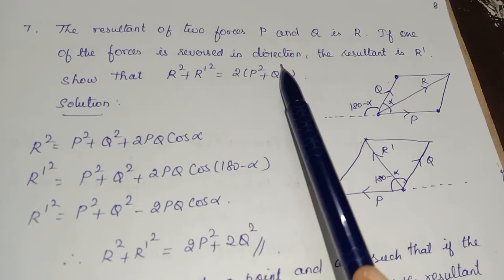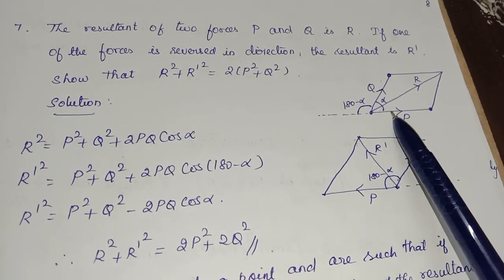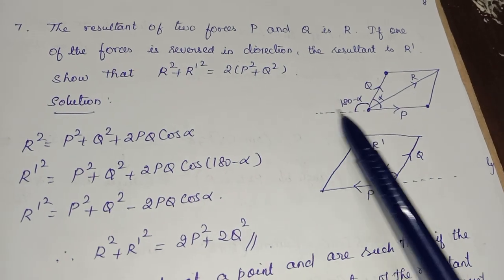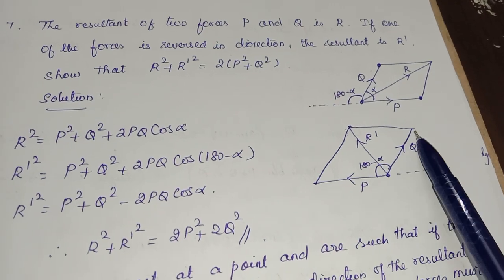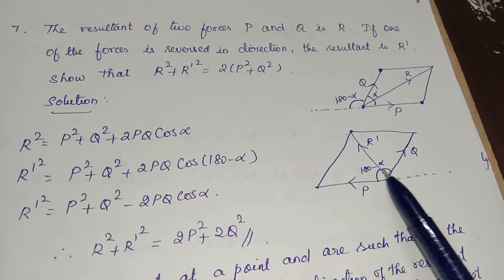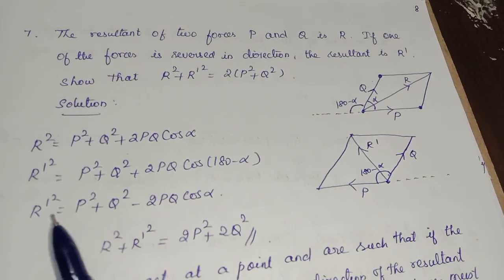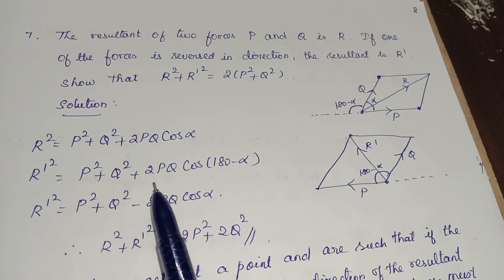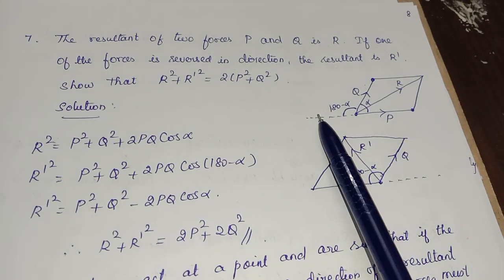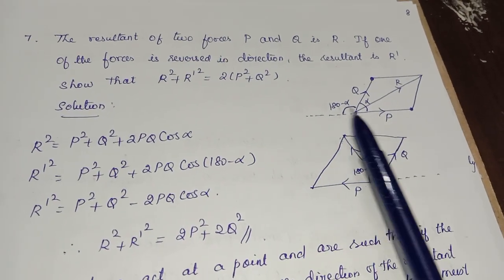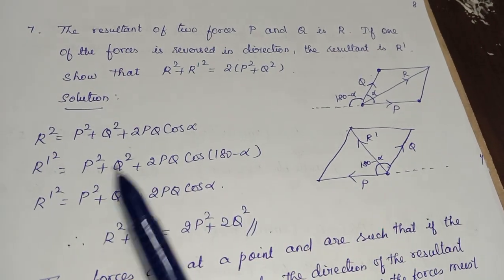See, when one of the forces is reversed, let me reverse this P. This is my first case. Okay, if my direction of P is reversed, see this is alpha, means this will be what? 180 minus alpha. Let me come to the second case here. This Q will be the same, no change in Q, only P is getting reversed. So what is the angle between the forces? 180 minus alpha. In that case the resultant is R dash. So R dash square is equal to P square plus Q square plus 2PQ into cos of 180 minus alpha. Understand? So when the direction is reversed, the angle will get changed to 180 minus alpha.